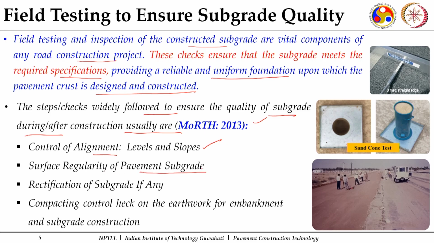Surface regularity of the layer also needs to be ensured. There should not be much undulations present, because finally we try to control it from the subgrade itself, so that when it reaches the top we get a very smooth surface. Rectification of subgrade, if during that course of time we are able to locate certain sections which need some improvement, we will do it. We can do it during the construction also, or after construction before laying the next layer.